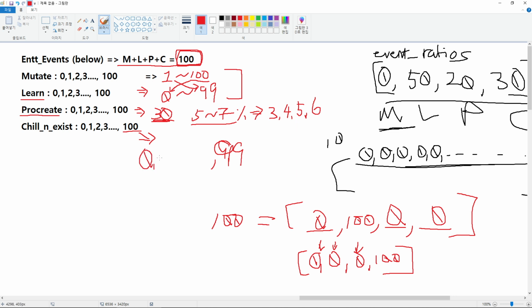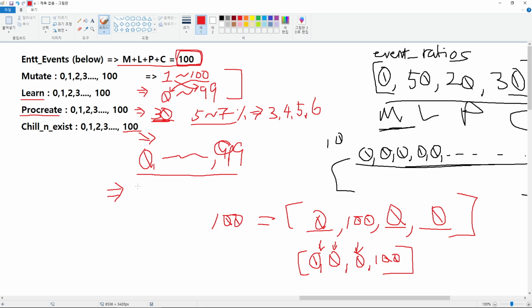And then 0 from 99. So when I do something like this, let's see, where's the cursor? Oh yeah, so it's 0 to 99, but then that's going to be too much. The next logic was that if 99% of the entities were to be just chilling and existing, that's too much.